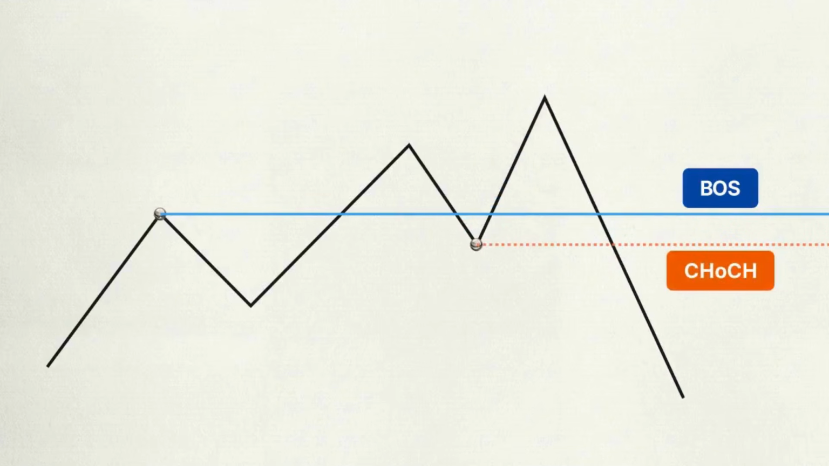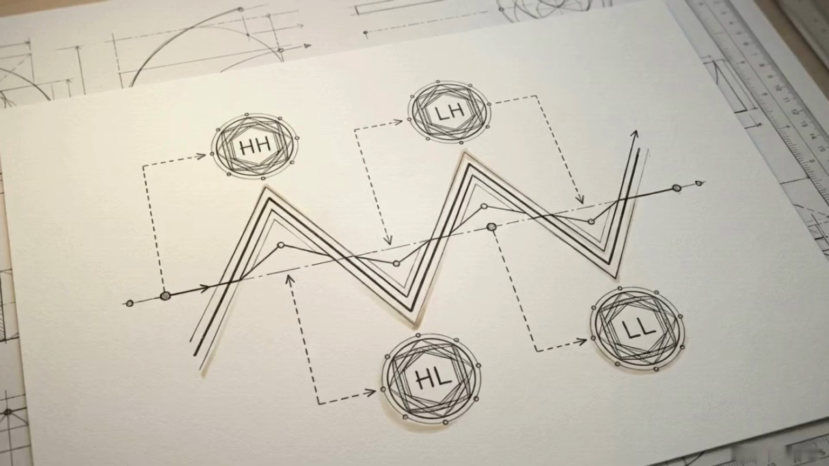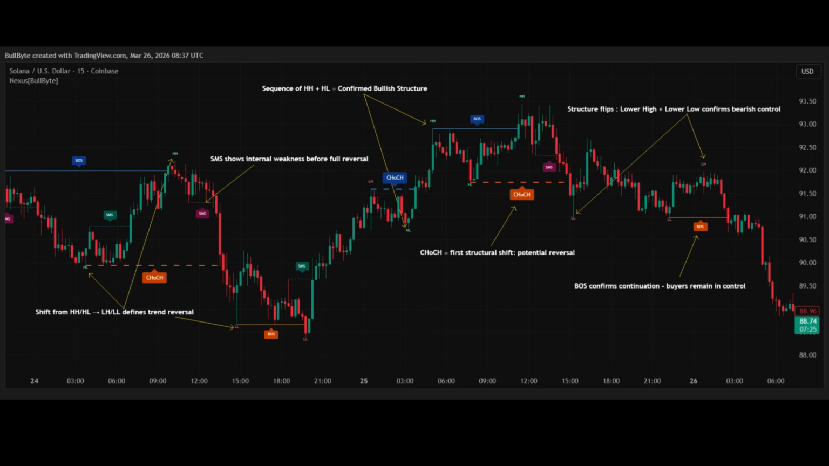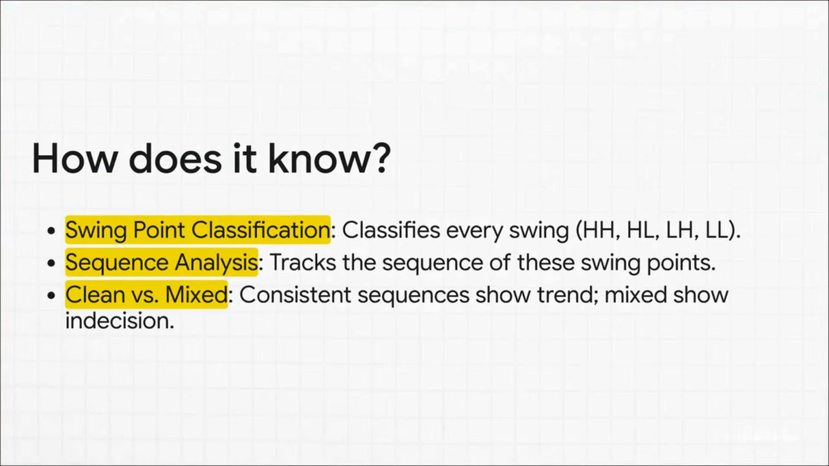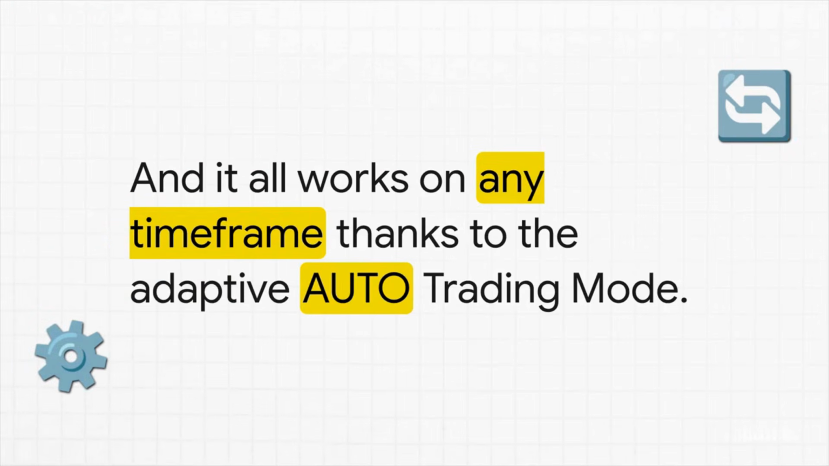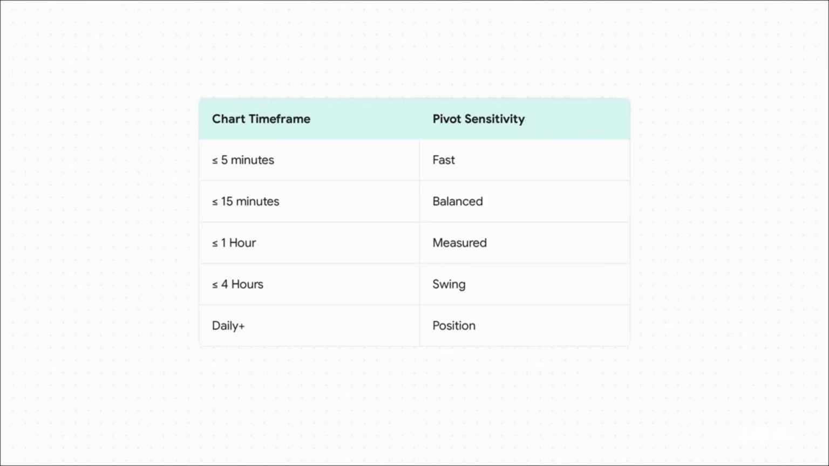Every confirmed swing point is also classified higher high, higher low, lower high, or lower low. This tells you immediately whether the trend is clean and consistent or mixed and indecisive. And if you leave the trading mode set to auto, Nexus automatically adjusts its sensitivity based on your chart time frame. Shorter pivots on lower time frames for precision and longer pivots on higher time frames for significance.